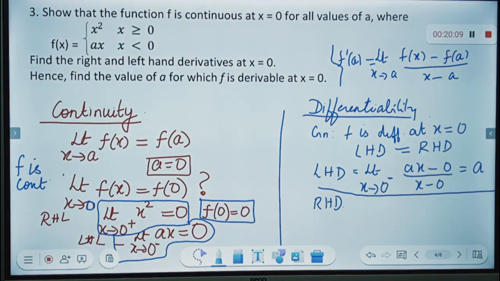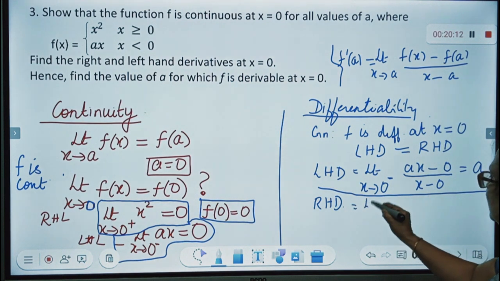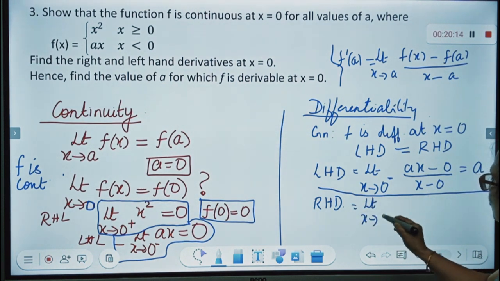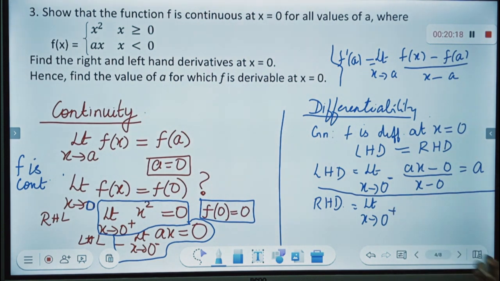This is the left hand derivative. The right hand derivative is the limit as x tends to 0 plus of, what is 0 plus? x is greater than or equal to 0. The function is x square. f of x is x square.